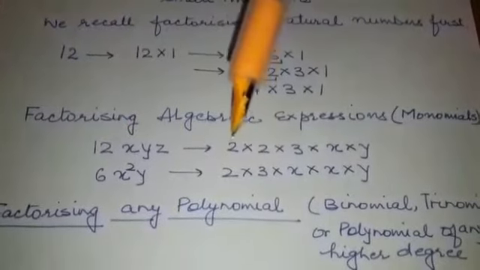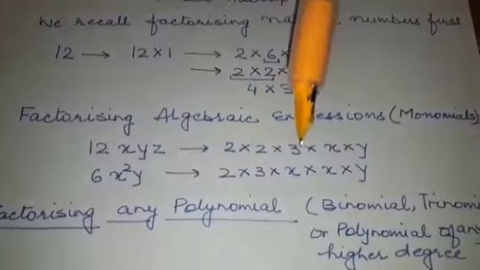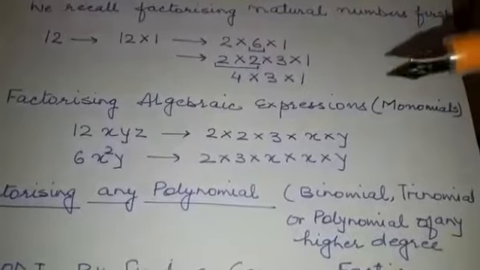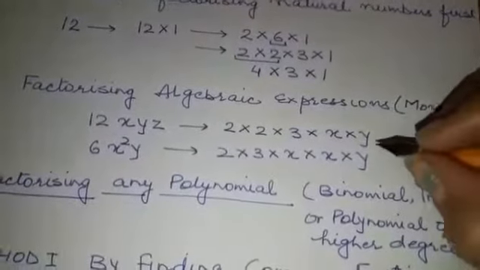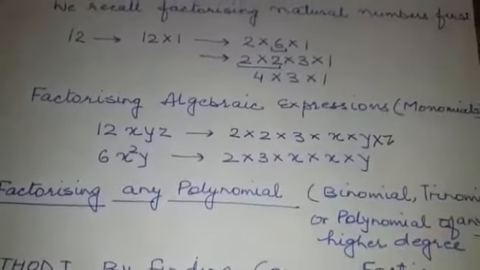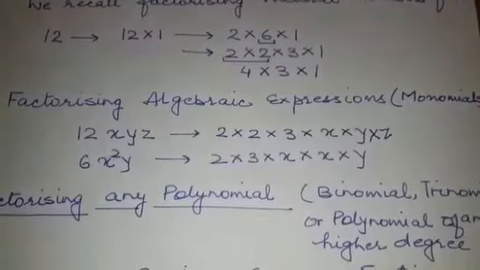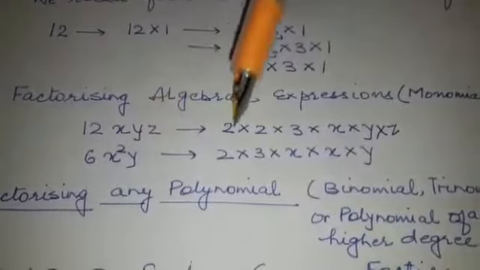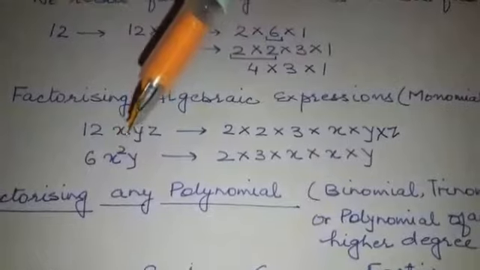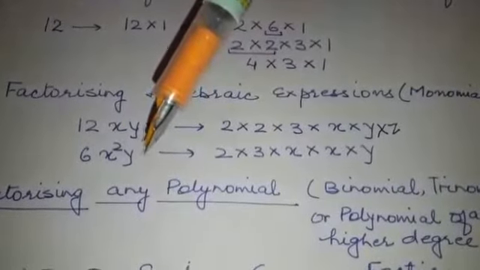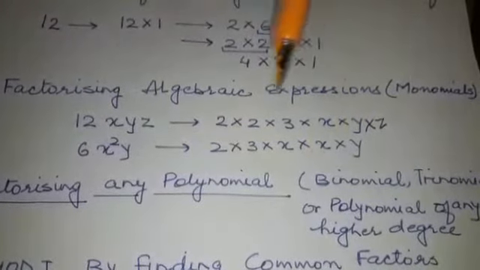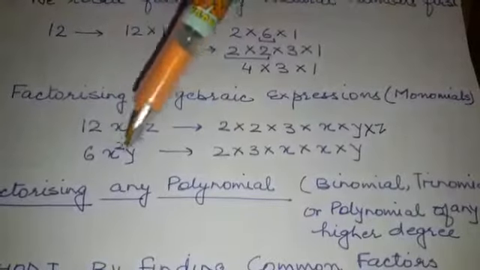We break 12 as 2 multiply 2 multiply 3 and this xyz is written as x multiply y multiply z. Now, we break 6x square y. This 6x square y can be further broken as 2 multiply 3, which is 6, and x square means we have two terms of x here and only one is y. That means x multiply x multiply y. This is how we factorize algebraic expressions with one term.